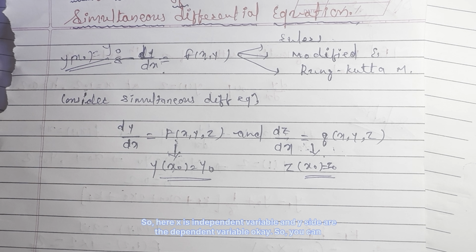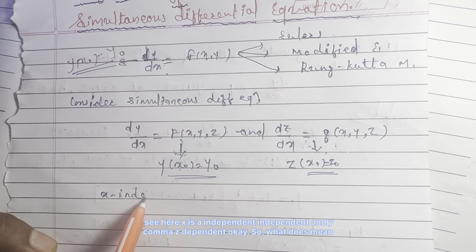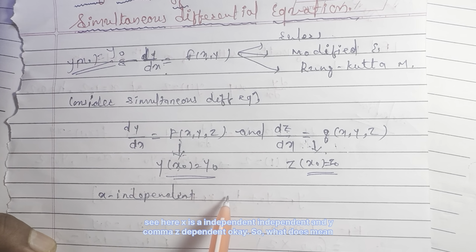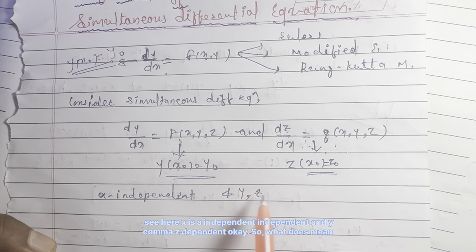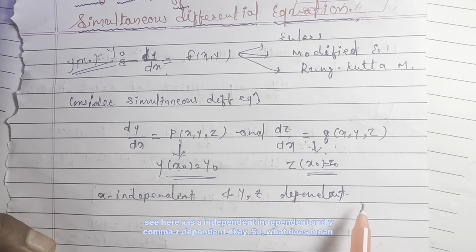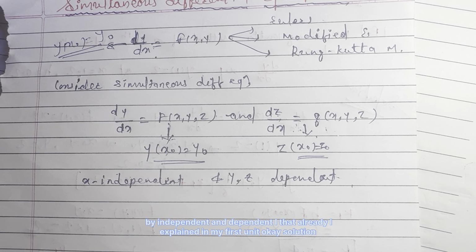Here x is the independent variable, and y, z are the dependent variables. What is meant by independent and dependent, I already explained in my first unit, solution of differential equations.